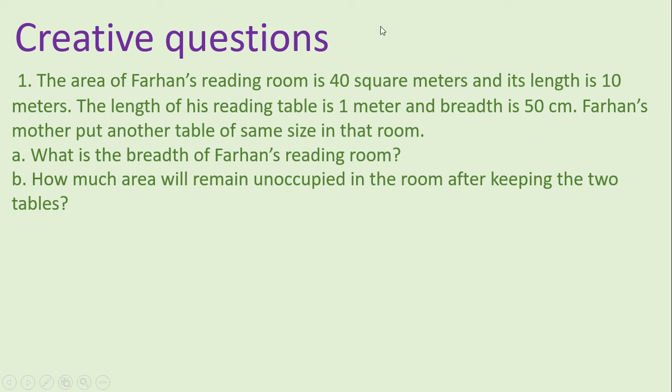Look, here the length and breadth of one table is given. So you can easily find out the area of each table. And here, look, in the stem, Farhan's mother put another table of same size in that room. So you have to calculate the area of 2 tables, because in that room 2 tables are placed. So after placing 2 tables in that room, how much area is unoccupied? Okay, that should be found out.